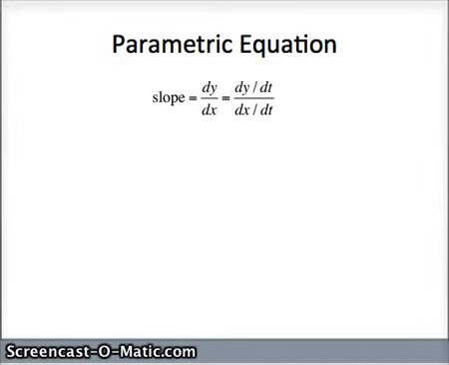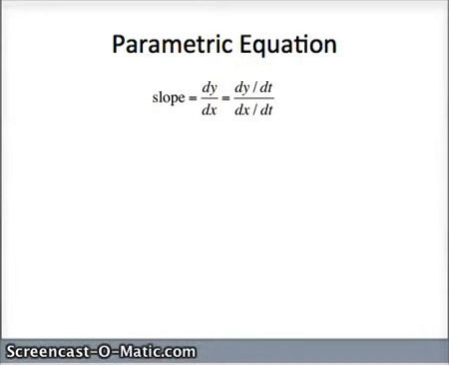Let's re-examine the parametric equations. From Leibniz notation, we know slope is dy/dx. With parametrics, we're given y as a function of t, and x as a function of t. So dy/dx is simply dy/dt divided by dx/dt.